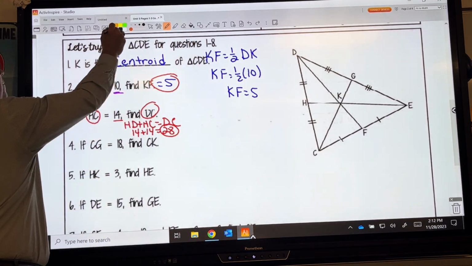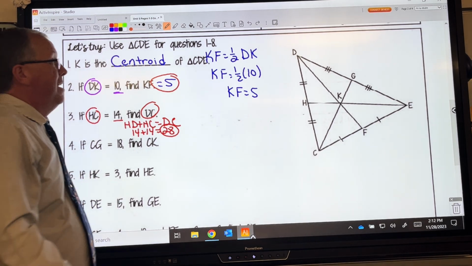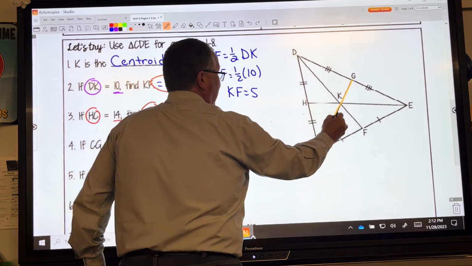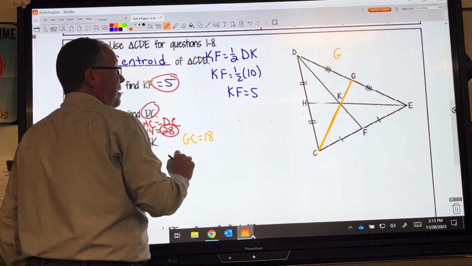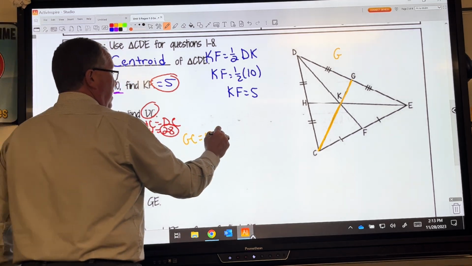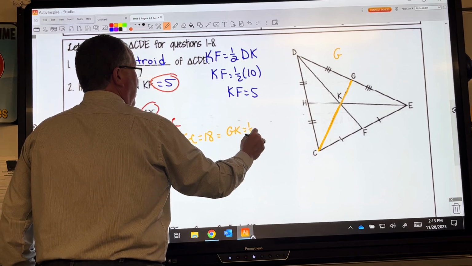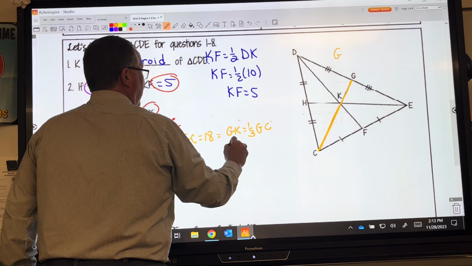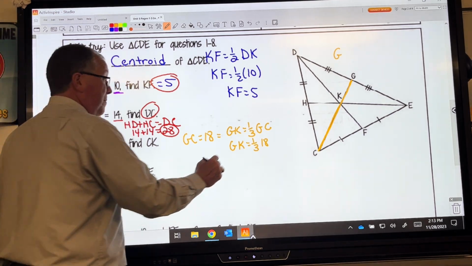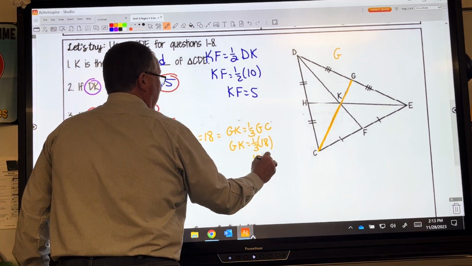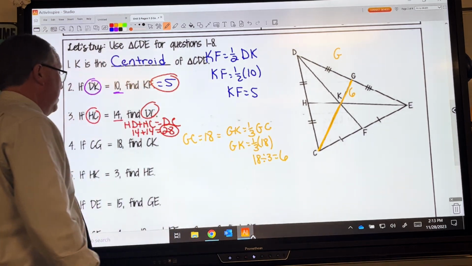Go to the next one. My next one says, if GC equals 18, find CK. So GC, that's the whole length right there. That's the whole median. Okay? We've got GC equals 18, right? So if GC equals 18, remember the small section, GK, is equal to 1/3 of GC. So GK is equal to 1/3 of 18. How do we get 1/3 of something? We divide it by 3. So take 18 divided by 3, that gives me 6. So we know GK is 6, okay?